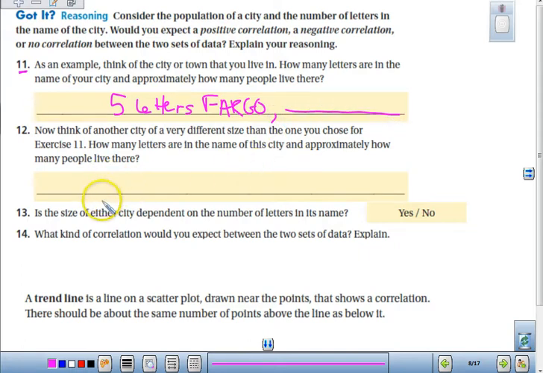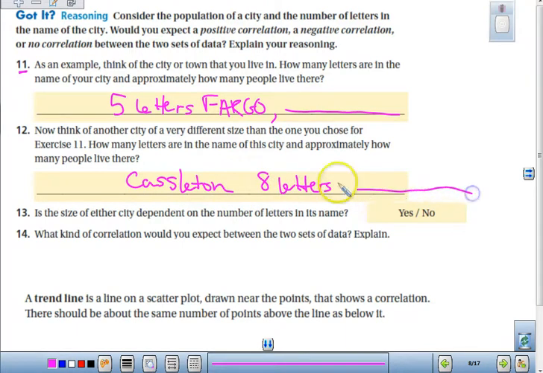Next, I want you to think about the city of Castleton. Much smaller town, but if we look at the spelling of the word Castleton, we are actually going to have 8 letters. And I want you to look up the population of Castleton. So I should say on your notes when you come in, the population of these two. Do a quick Google search and take a look at those.